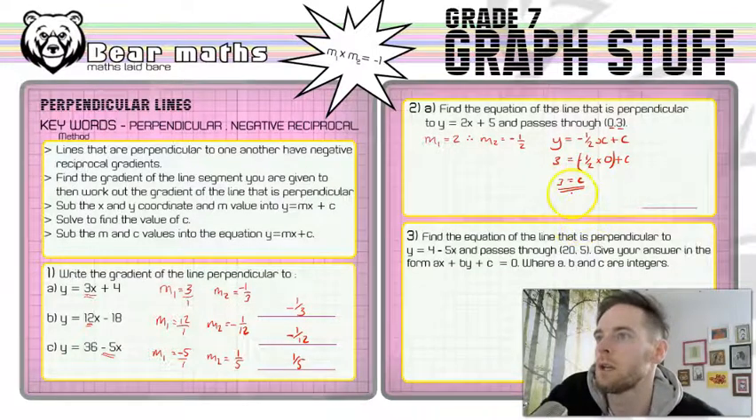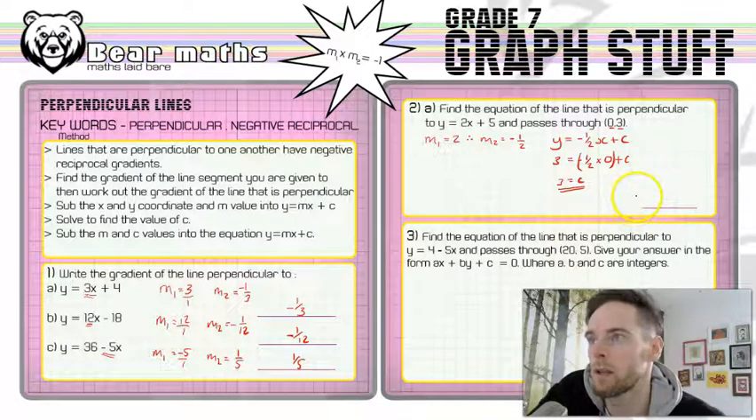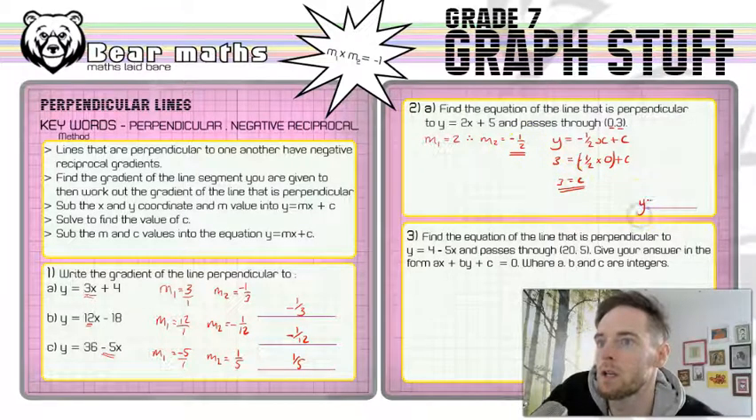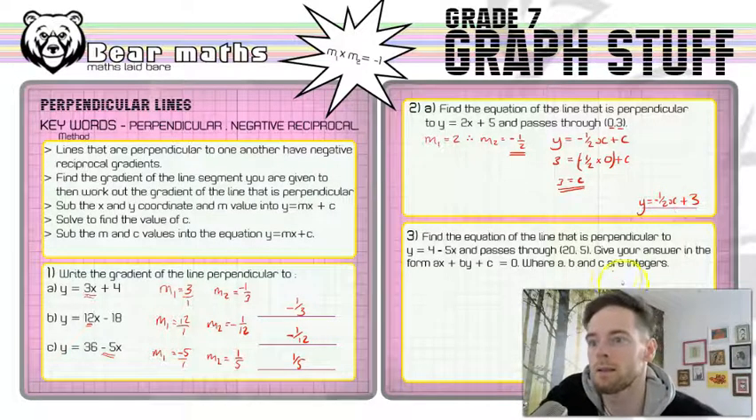C is equal to 3. So we can write our equation in the form of y equals mx plus c for our perpendicular line, because we've got the gradient of it and we've got the c value. Okay, so we've got y equals -1/2 x plus 3. All right, I hope that makes sense.